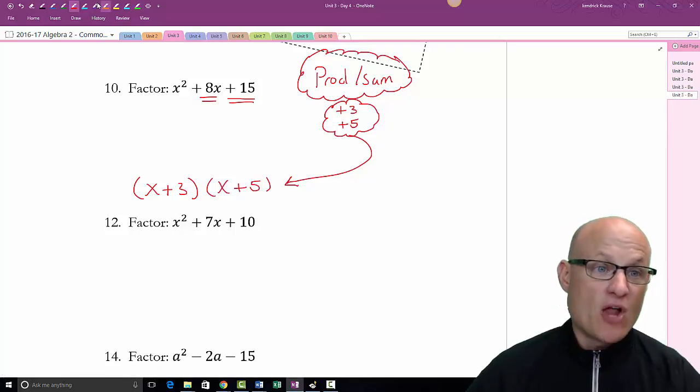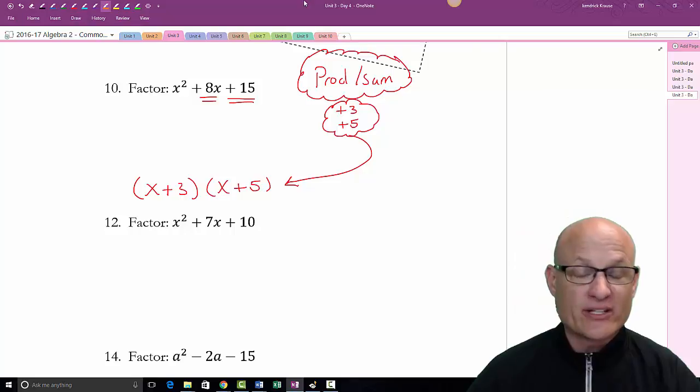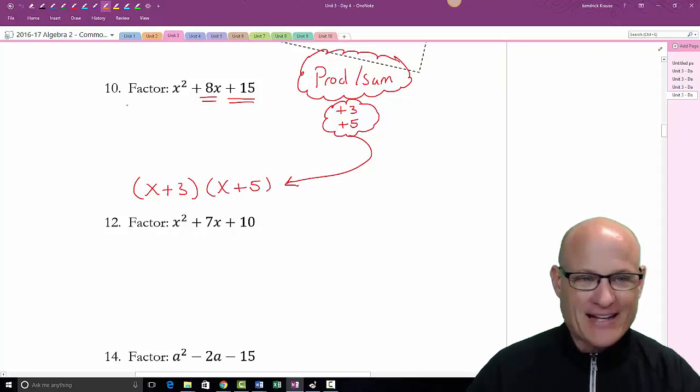But there is another way to go about doing it, and it helps when the factoring gets harder. It helps a lot of people when the factoring gets harder, and it's called product sum. So we'll practice it a little bit here. I'm going to do it in blue.